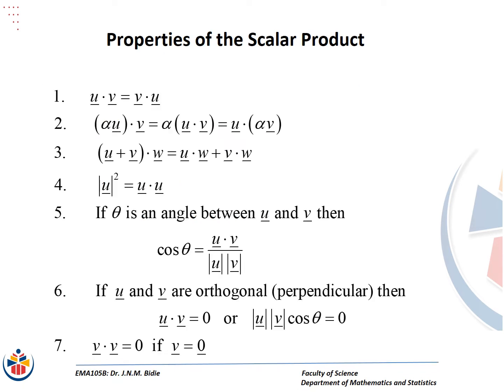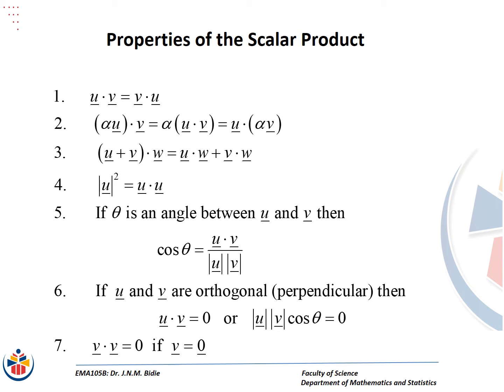Here are some properties of the scalar product that will be useful as we move forward. u dot v is the same as v dot u. Please note, when you multiply one of those two vectors with a scalar, it's the same as just multiplying the scalar to the dot product. Number 3, note that you can distribute the dot product inside the bracket. Number 4, the length squared of a vector is equal to u dot u, that means the vector dotted with itself. Number 5, the angle between two vectors can be calculated using that formula: u dot v, all divided by the length of u times the length of v.